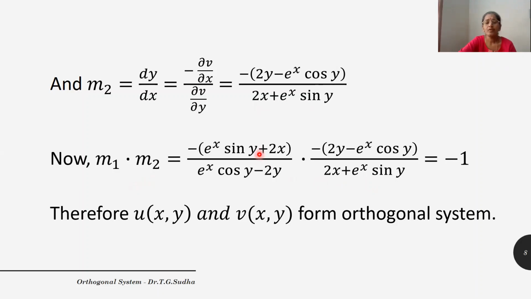Here when we look into the numerator and the denominator, that is e^x sin y + 2x will get cancelled with 2x + e^x sin y. And here when we take this minus sign inside, we get -2y + e^x cos y, and this term gets cancelled with e^x cos y - 2y. Finally, we are left with -1. Therefore, u and v are orthogonal systems.